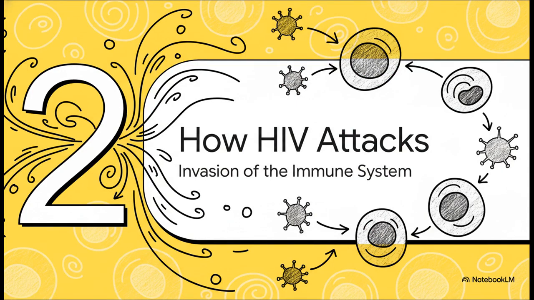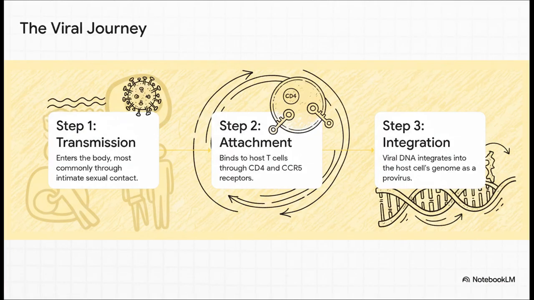All right, next up, how this thing actually attacks. Now that we know what it is, let's look at how it puts that retrovirus strategy into action. And its main target is, well, it's pretty ironic, the very cells designed to protect us from invaders. So the journey starts with transmission. Once it's in the body, the virus acts like a professional thief. It's looking for one specific target, our T cells. It uses two receptors on the cell surface, CD4 and CCR5, almost like a key for a very specific lock. Once it unlocks the cell and gets inside, it performs that reverse magic we just talked about, weaving its own genetic code right into our DNA.